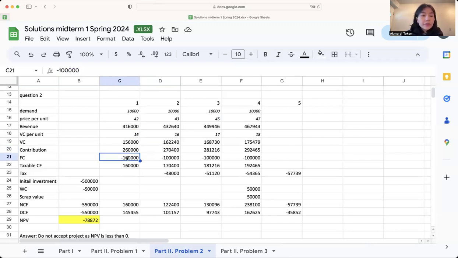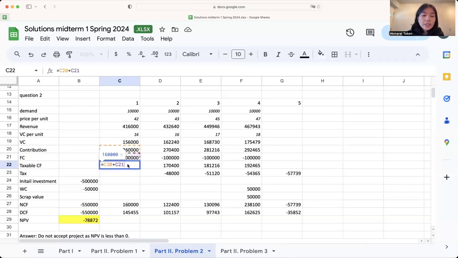And to find the fixed costs, you don't find them, actually they're given. So we just take the fixed costs. They're given not per unit, but the total number is already given. There is no need to calculate anything because they're fixed, and there is no need to adjust them for inflation. So fixed costs are given as $100,000 for every year for 4 years.